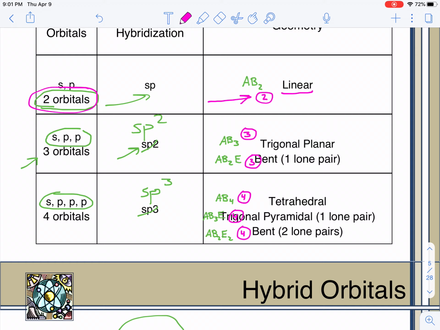Anytime you have 3 things around the central atom, either 3 bonds or 2 bonds, 1 lone pair, 3 total things, you need 3 total orbitals, you'll be sp2. So trigonal planar and bent with 1 lone pair are always sp2 hybridized. Anytime you have 4 things around the central atom, you need 4 orbitals to store them, you're sp3 hybridized. So tetrahedral, trigonal pyramidal, or bent with 2 lone pairs, those all have sp3 hybridizations.